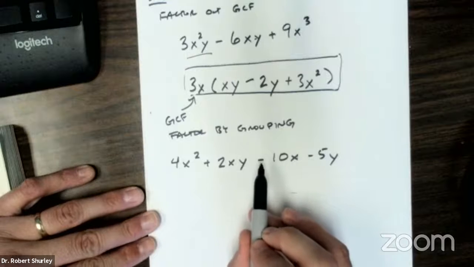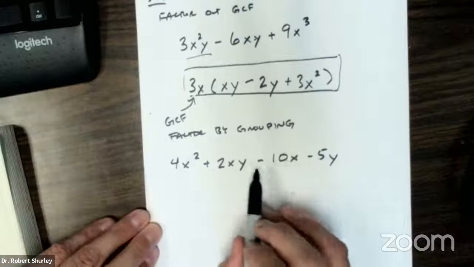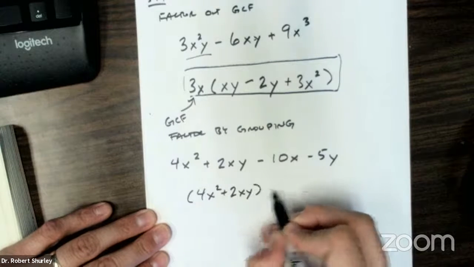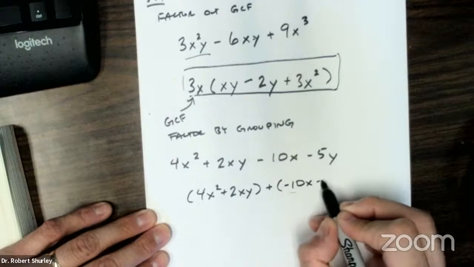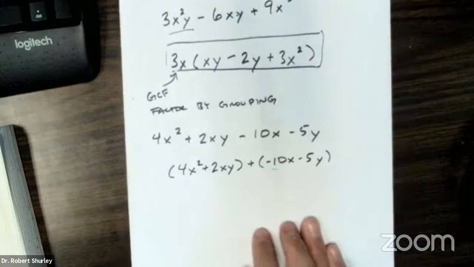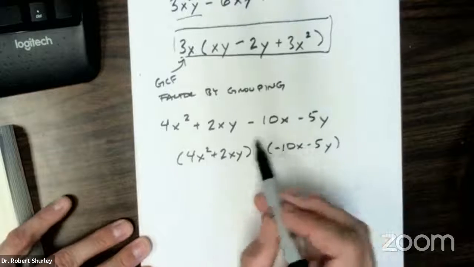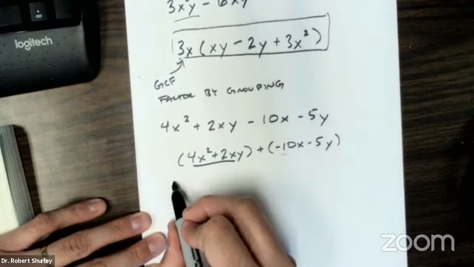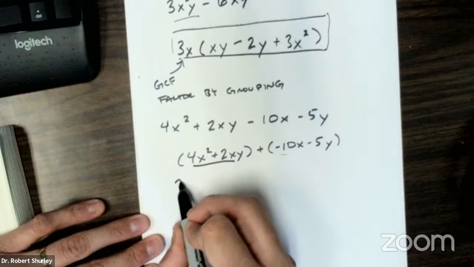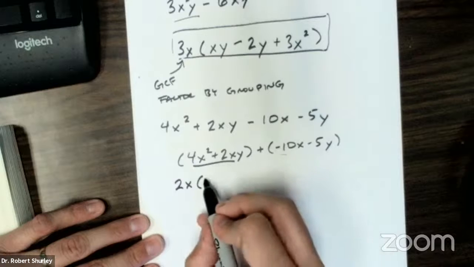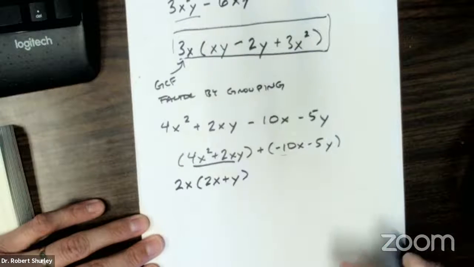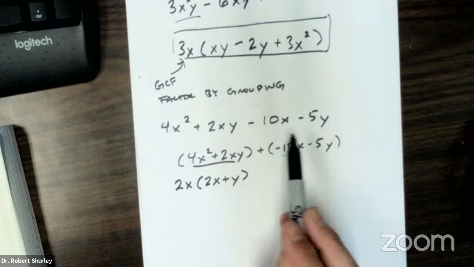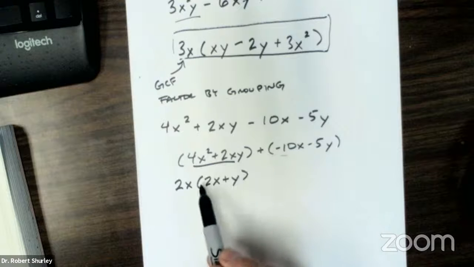So remember to do this. Now, if there's subtraction, you've got to move it in to that third term. So I'm going to rewrite this: 4x squared plus 2xy plus negative 10x minus 5y. And then the goal is to factor each of these to look exactly the same, right? If I factor out this first set, 4x squared plus 2xy, I can factor 2x out, and I'm left with 2x plus y, right? And again, the goal is to make this parentheses match this parentheses.